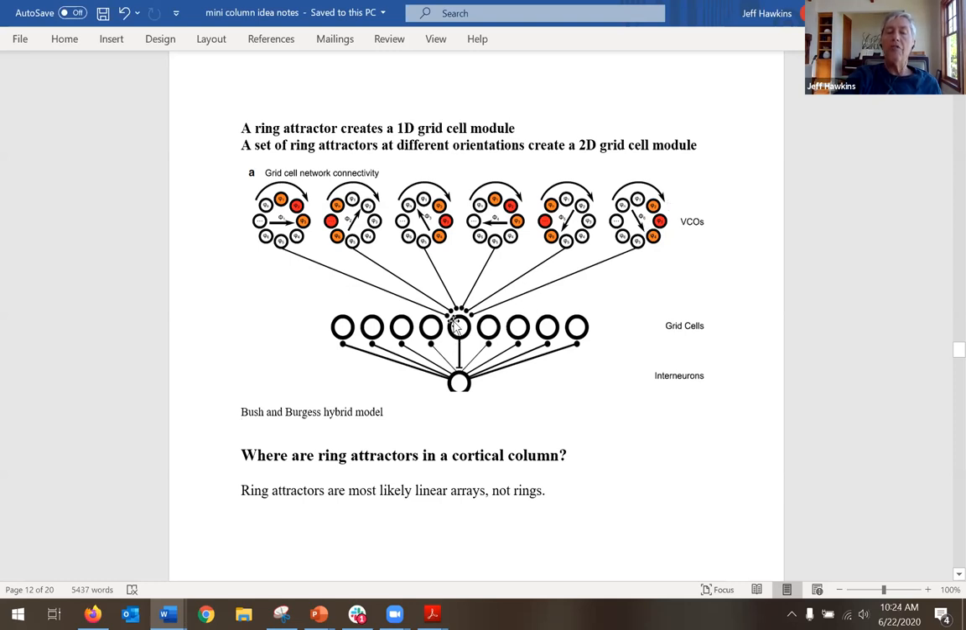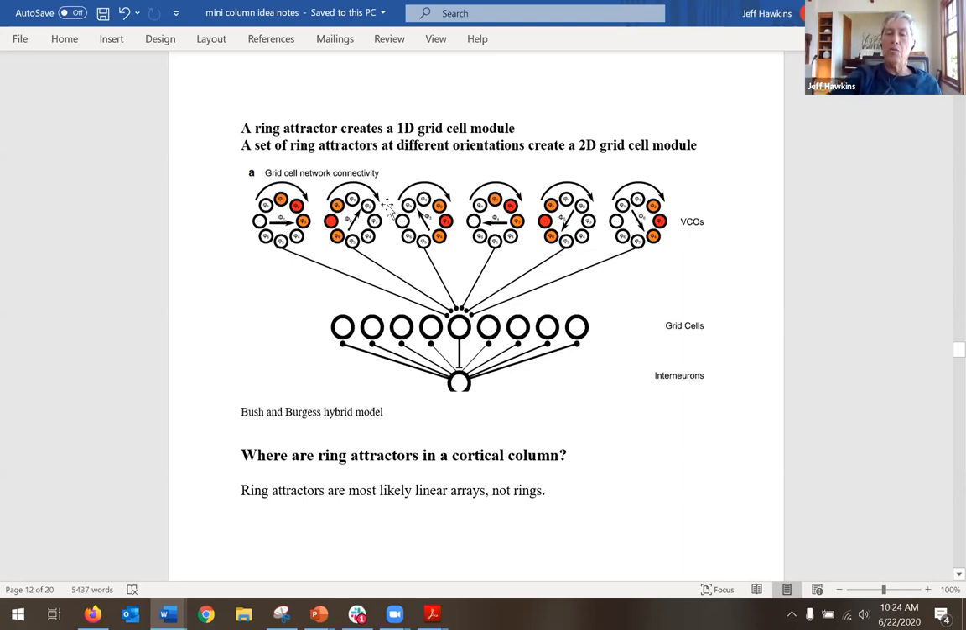And then if you wanted to get a two-dimensional grid cell, that would be this row of cells here; you have to look at more than one of these 1D modules. In fact, as when Florian here, we talked about how you only need two of these really to get a 2D tessellation.